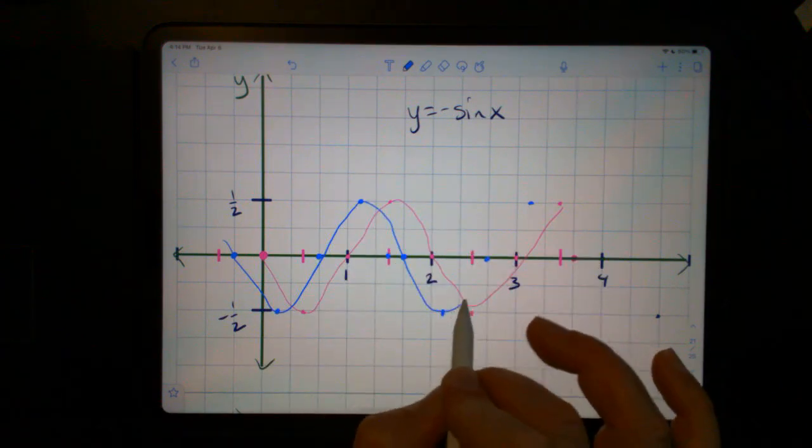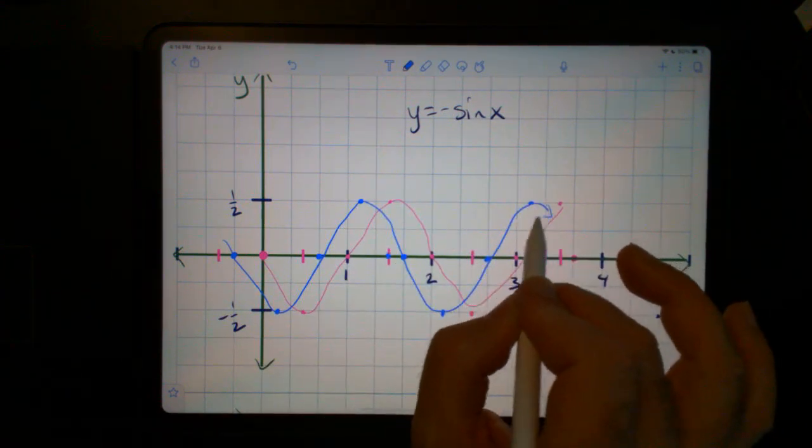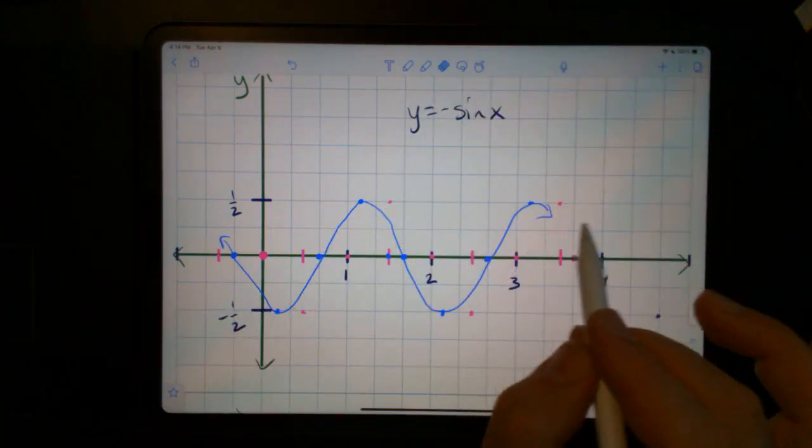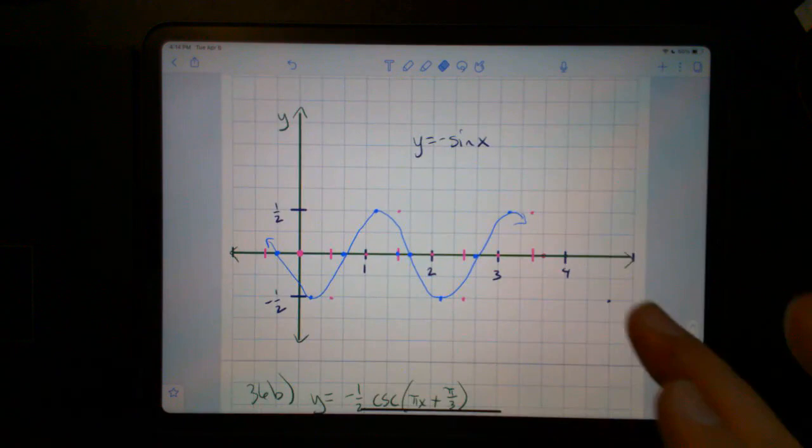So I would not give you one of this challenge, this amount of challenge on an exam, but I wanted to include it because we can graph anything.